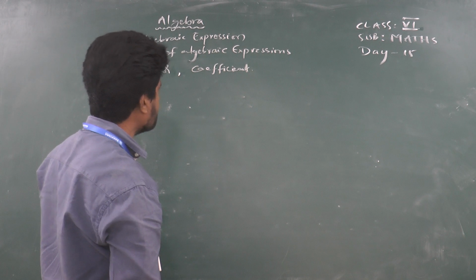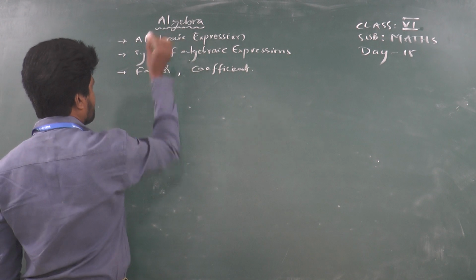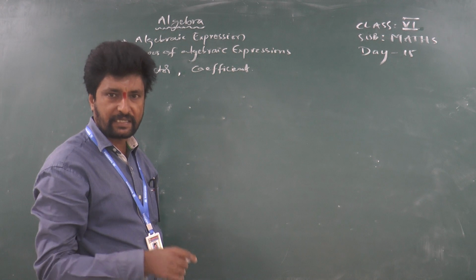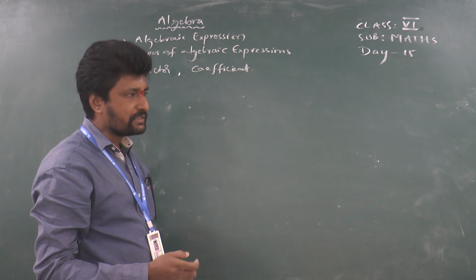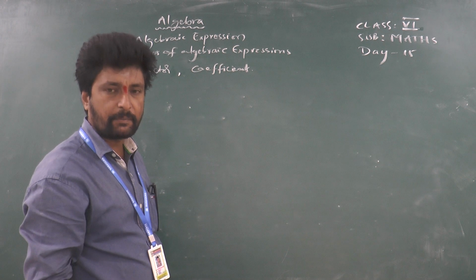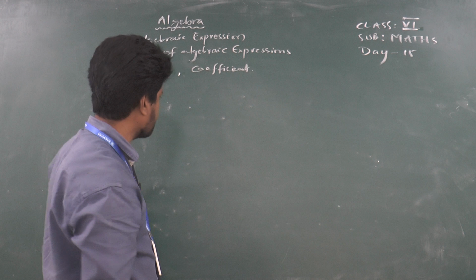Today in algebra we are discussing algebraic expression, the types of algebraic expression, and factor and coefficient. What is meant by algebraic expression? That means a combination of terms, combined by the operations addition or subtraction. That is called an algebraic expression.